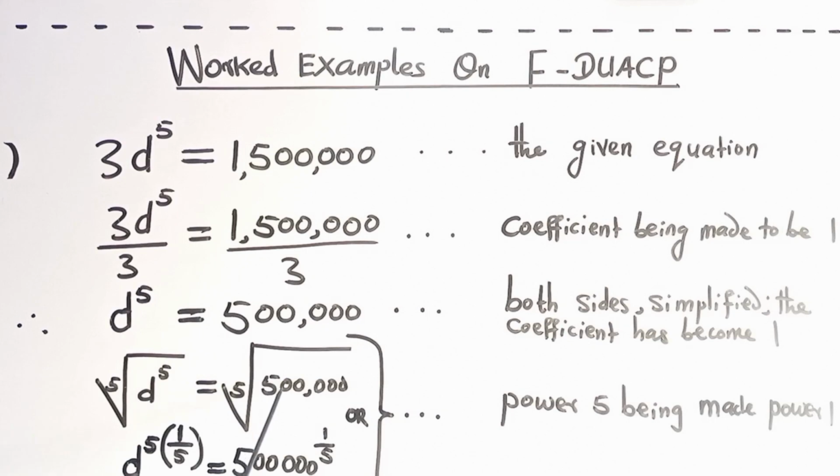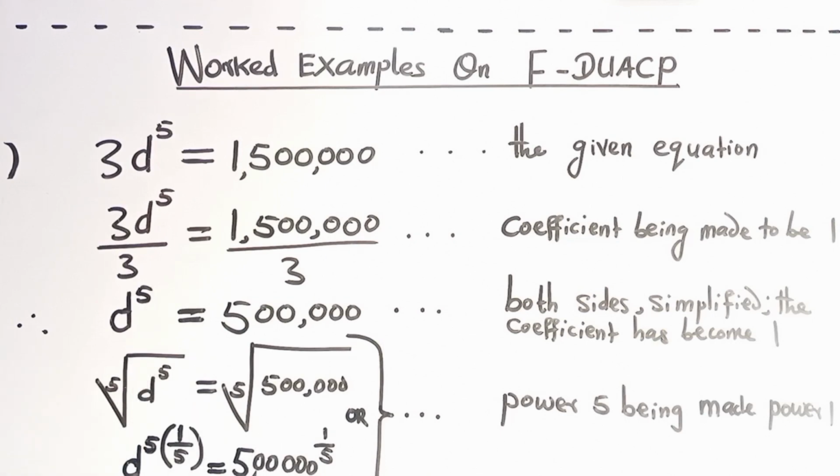What is the 5th root of 500,000? It is equal to 13.8, as we see afterwards. What about the second method here? That is using the multiplicative inverse of the power. The power is power 5. What is its inverse? It is 1 over 5. Please, if you say 5 times 1 over 5, the answer is equal to 1.